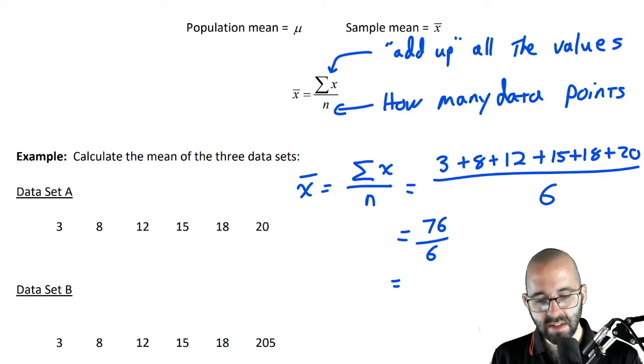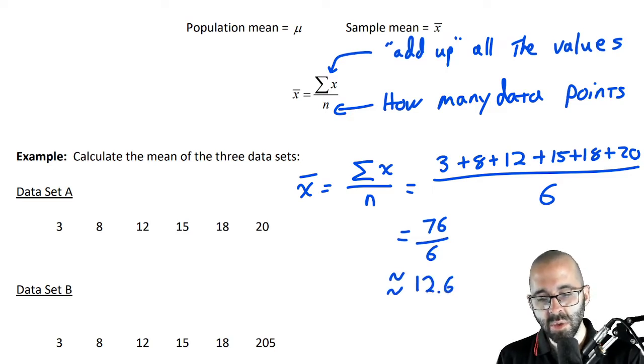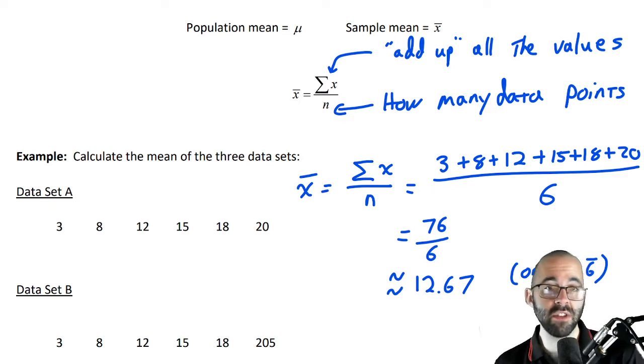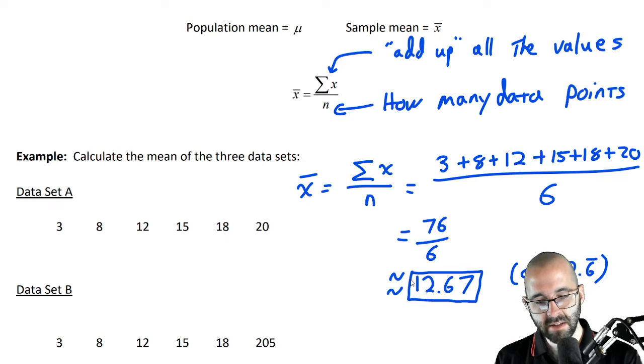is approximately, so we're not going to use an equal sign because we're going to approximate it. Approximately uses these wavy signs, 12.67. Or you could write this as 12.6 repeating. You could also write it as 12 2/3 if you want to use a mixed number. So a couple ways of doing that, but that's the mean for data set A.